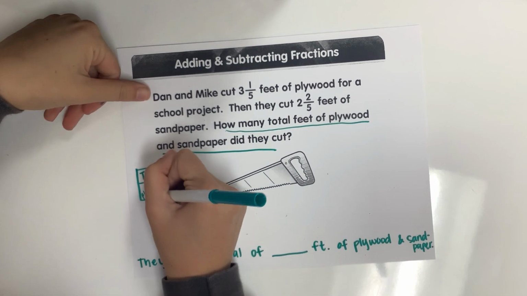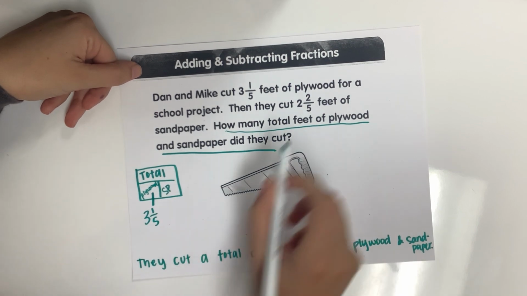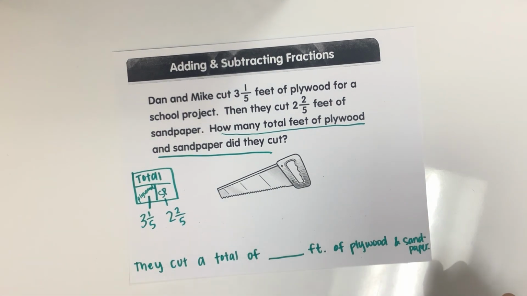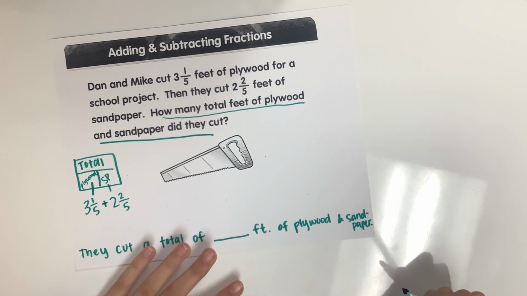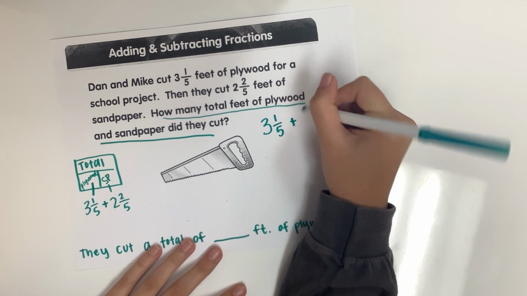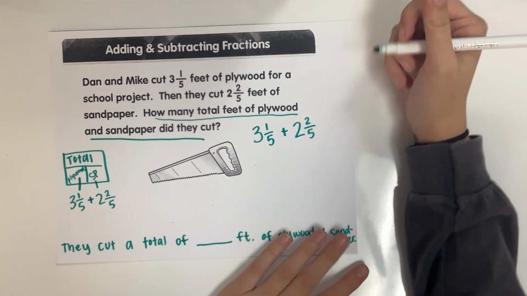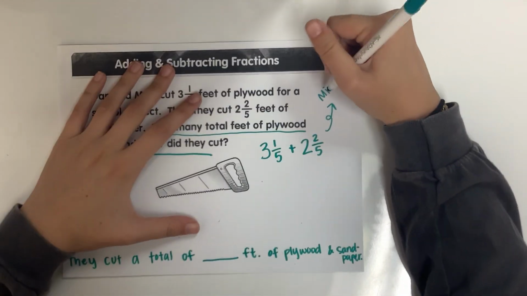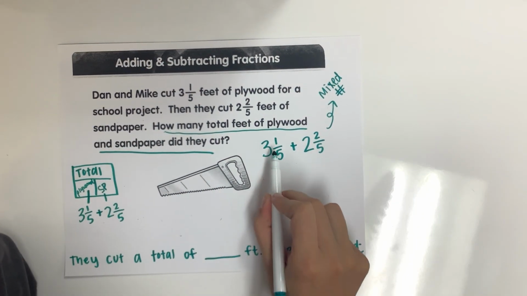So I know that plywood, they cut 3 1/5 of the plywood. And I know sandpaper, they cut 2 2/5. So I think I need to add these two numbers together. Great, so how do I do that? I'm glad you asked. I have to add these two, and what do we notice about these two numbers? Hopefully you said that they are mixed numbers. A mixed number is whenever we have a whole number and a fraction, so a whole and part of a whole.